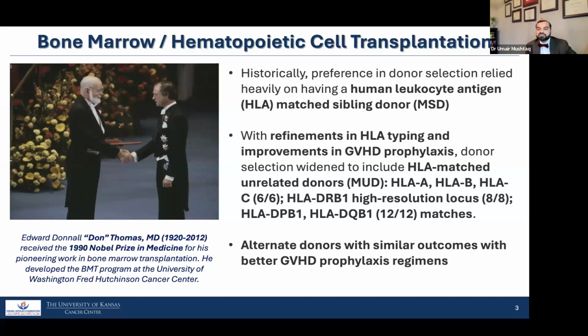HLA typing used to be A, B, and C HLA loci, so it was a 6 out of 6 match. Then we added DR beta 1, making it an 8 out of 8 match. Still, 8 out of 8 is considered a fully matched donor. We now know that other loci such as DPB1 and DQB1 are also important, as are other HLA mismatches and the directions of mismatches. So it becomes rather complex to choose a donor based on HLA typing. However, the GVHD prophylaxis drugs have improved a lot, and that has bridged the HLA disparity.